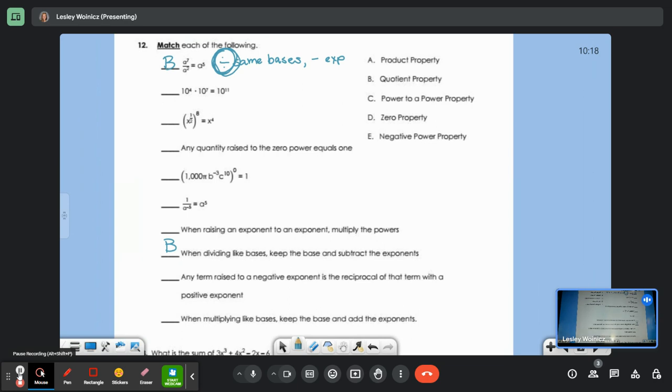Yeah. It's the third from the bottom. All right, what do you think about the second one? 10 to the 4th times 10 to the 7th gives us 10 to the 11th. Is it raising a power to another power? Or is it doing a product of same bases? Do you see it's product of same bases?